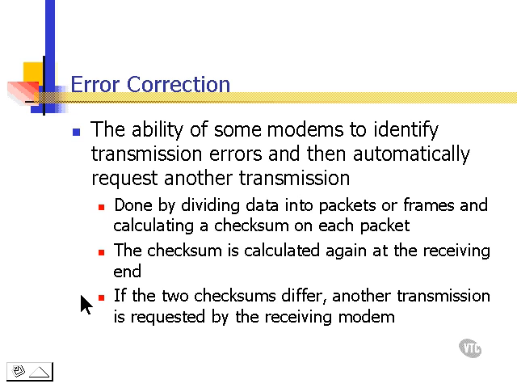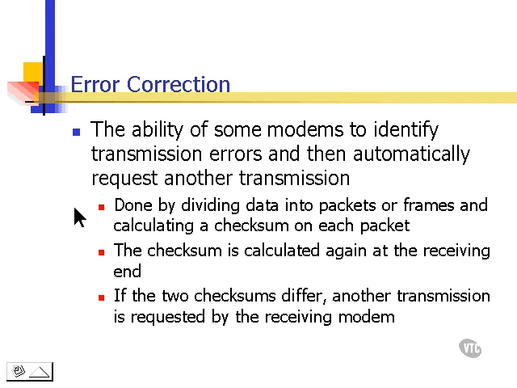One of the services that goes on in the background that we don't see but that helps communication over modems tremendously is called error correction. This is the ability of some modems to identify transmission errors and then automatically request another transmission.